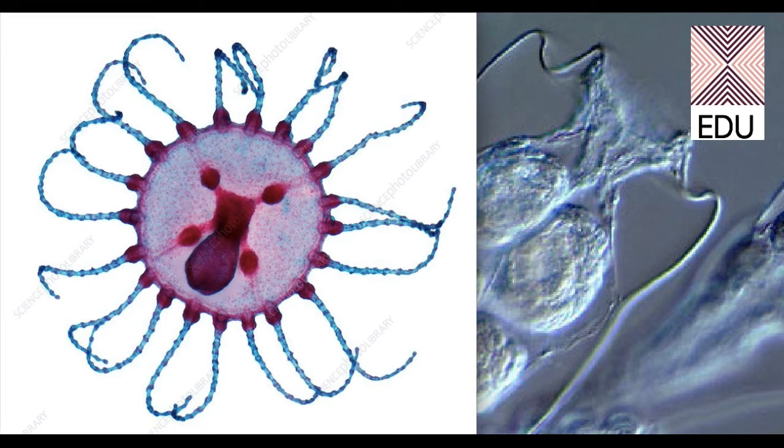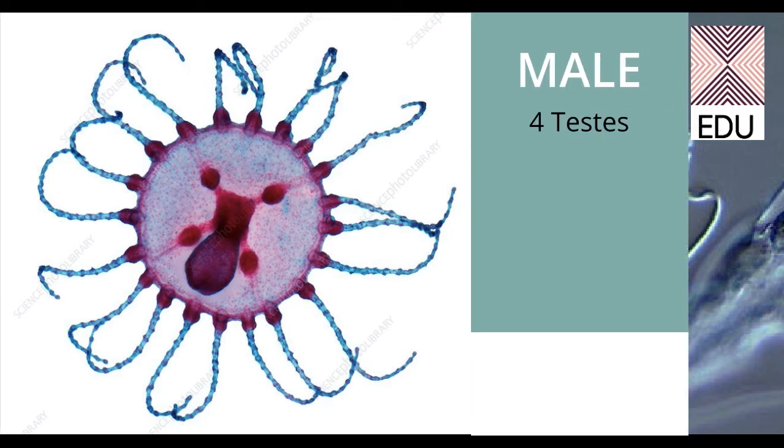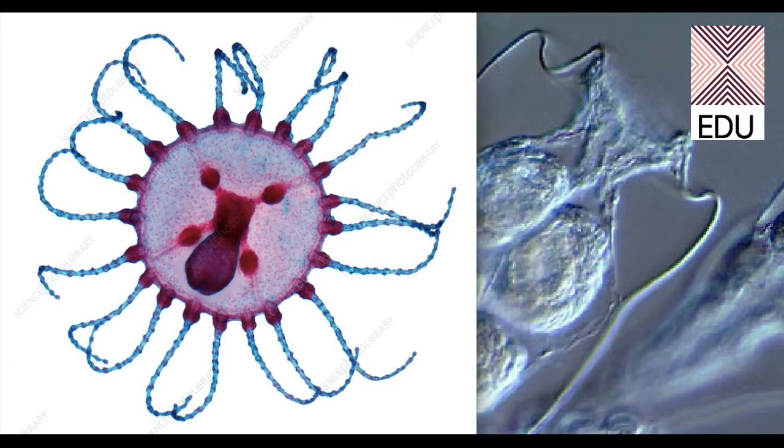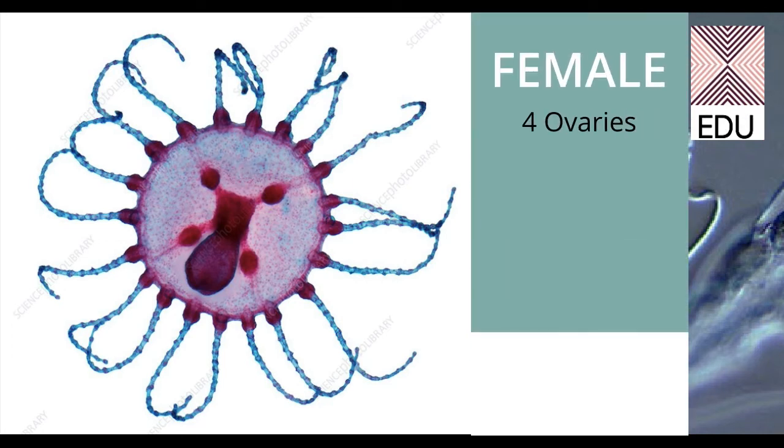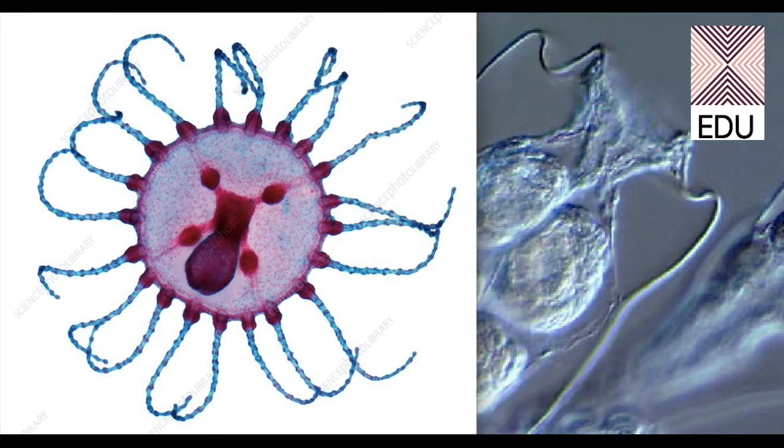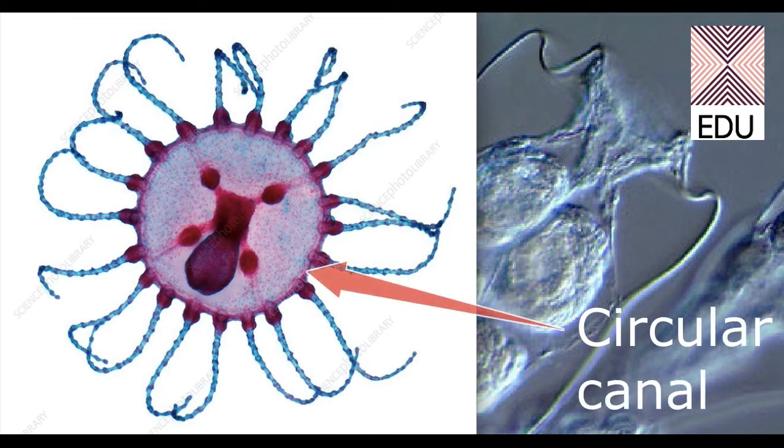On these 4 radial canals are present 4 gonads. This Medusa can be male or female. If it is a male Medusa, it will have 4 testes. If it is a female Medusa, it will have 4 ovaries. Then after the 4 radial canals, it has 1 circular canal on the periphery. This is the circular canal.